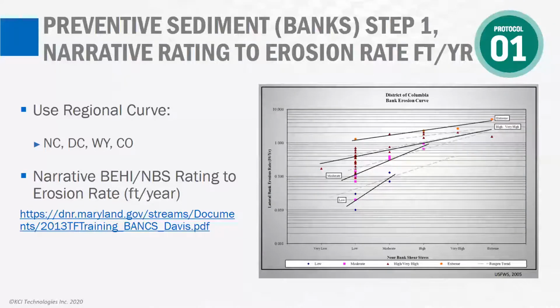So you can see here on this DC curve, there are some certain combinations that are missing. So a very low NBS combined with a moderate BHI technically is off the regression line. So extrapolation may be required, or you may need to supplement missing erosion rates with data from other curves. And then this link goes into more detail on NBS and BHI assessments, so you'll be provided that link at the end.